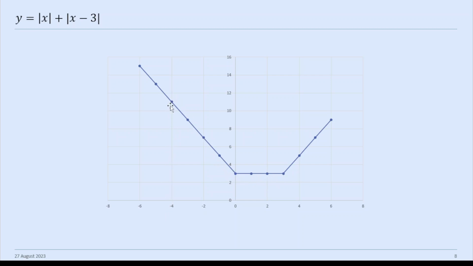Let's put in some example numbers. So if we put in minus 4 in here, we're getting 4 plus 7. We're just getting 11, which is why that's that. If we put in 0, we're getting 3. If we put in 1, we're getting 1 plus 2, which is 3. If we put in 2, we're getting 2 plus 1, which is 3. If we put in 3, we're getting 3 plus 0, which is 3. If we put in 4, we're getting 4 plus 1, which is 5. That's why that is that. Beautiful shape.